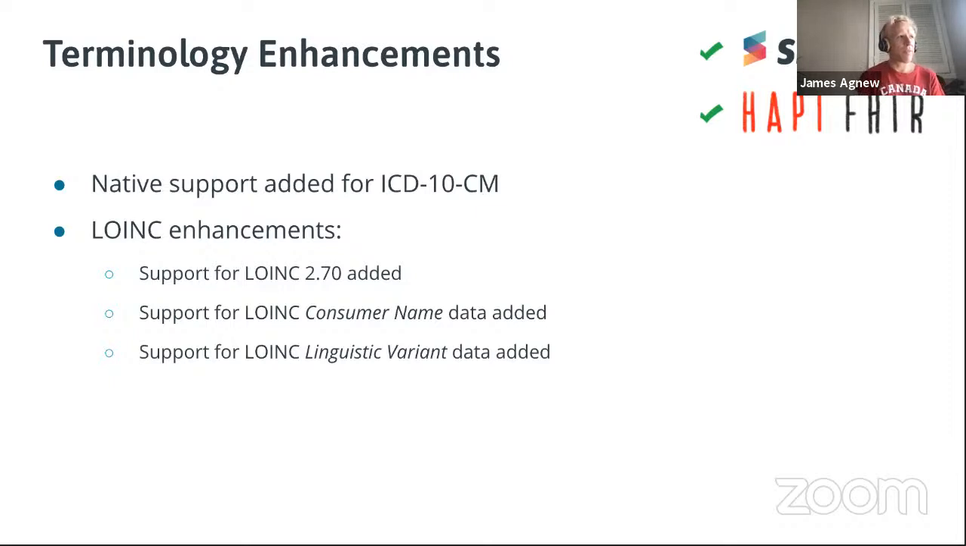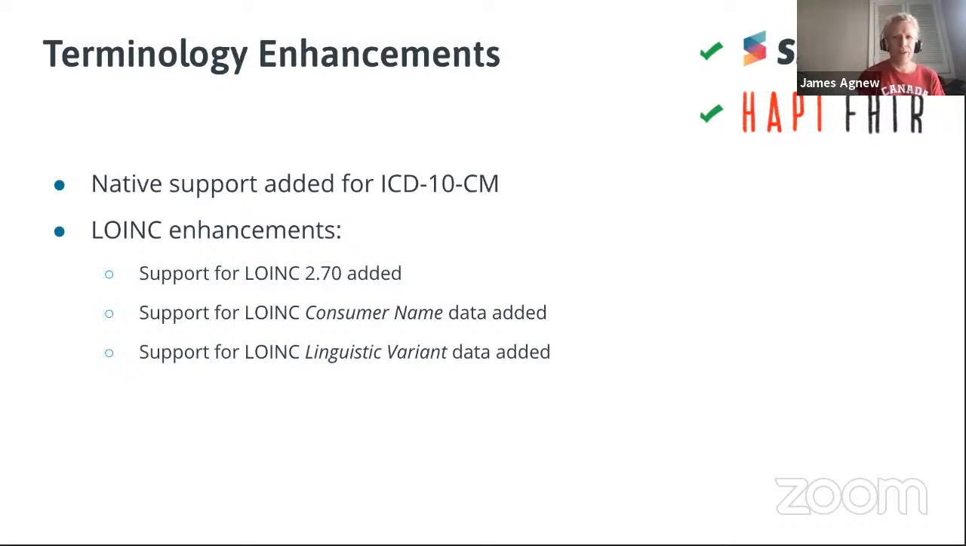We've also made a number of enhancements to LOINC. We've got an ongoing project that we'll be adding a bunch more to in the next release as well. But what's in now is support, of course, for the current version of LOINC, which is 2.70, as well as support for two other data files that are a part of LOINC that we didn't previously support importing. One is the consumer name, which provides alternate names for a bunch of the content in LOINC.